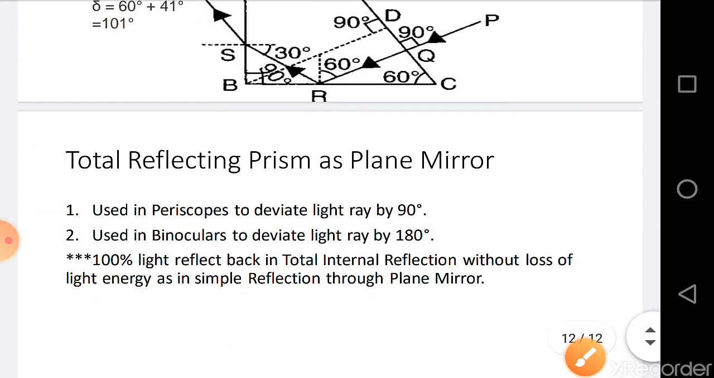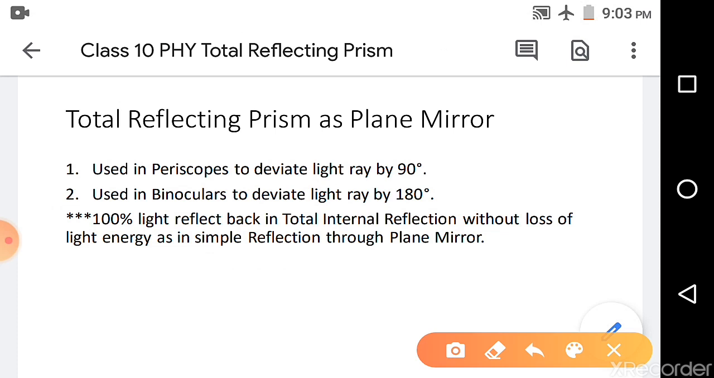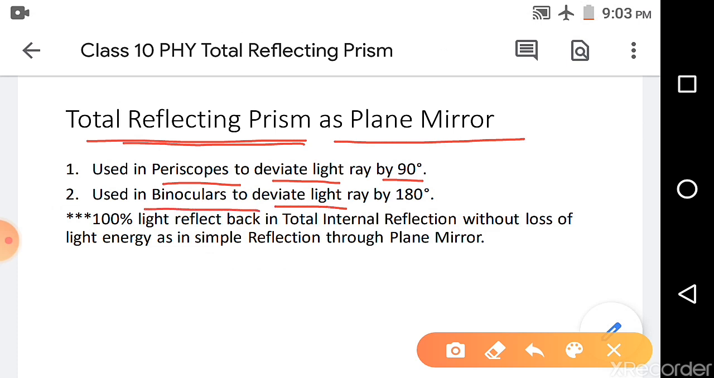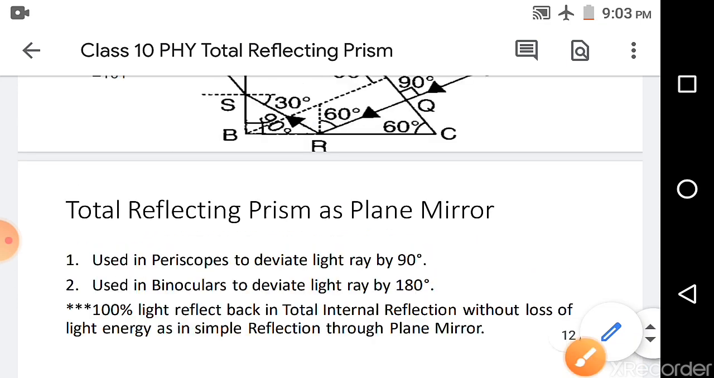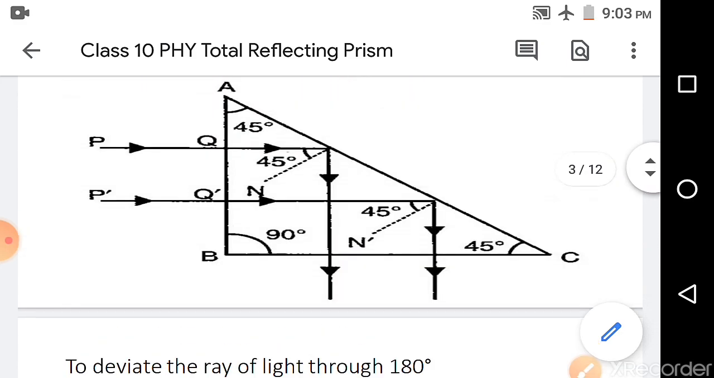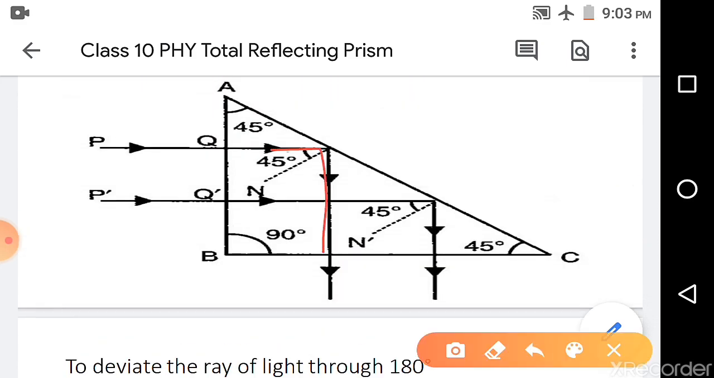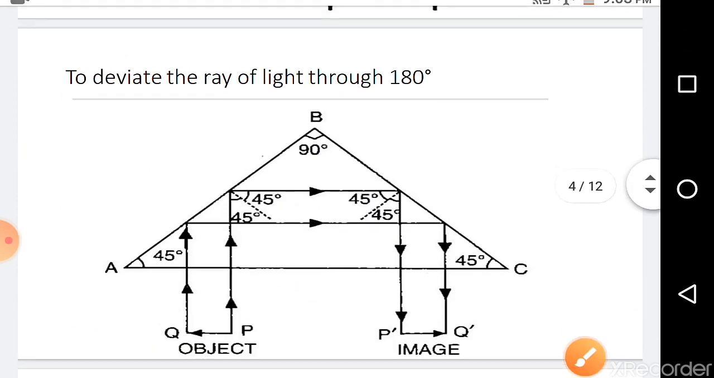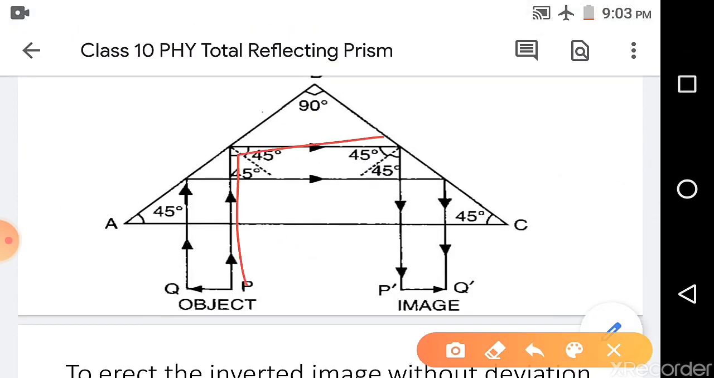Now in this phase we have the total reflecting prism as a plane mirror. We use this total reflecting prism in a periscope to deviate the light ray by 90 degrees. It is also used in binoculars to deviate the light ray by 180 degrees, for the first and second figures as we have seen. This one is the first figure, light rays deviated by 90 degrees, used in a periscope. And this one is the second figure, light rays deviated by 180 degrees, used in binoculars.